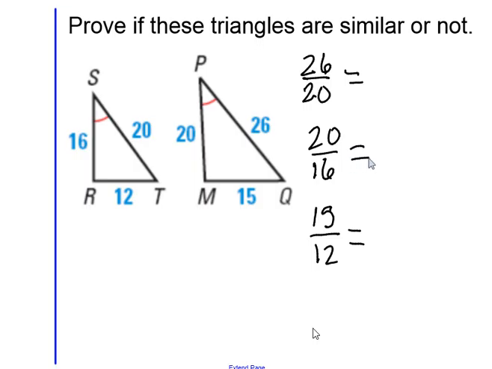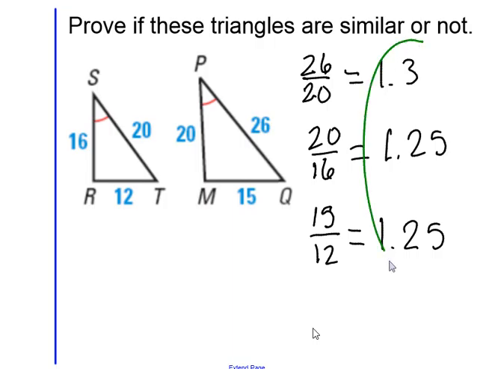26 divided by 20 is 1.3. 20 divided by 16 is 1.25. And 15 divided by 12 is 1.25. So I see that these scale factors are not equal to each other. That's right, they are not equal. So the answer to the question whether these triangles are actually similar or not is no.